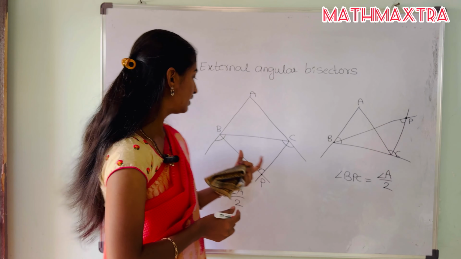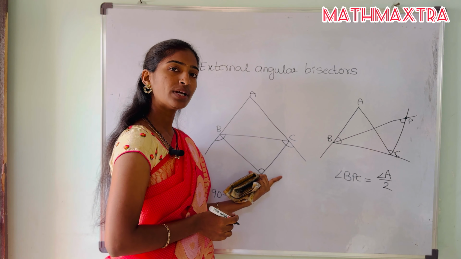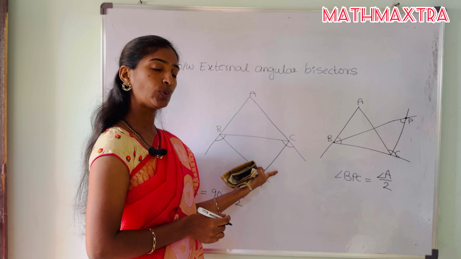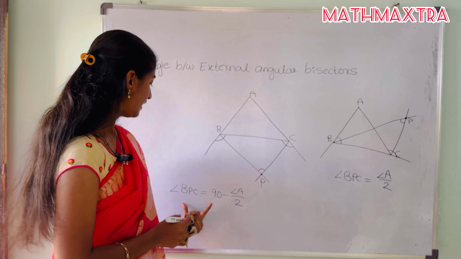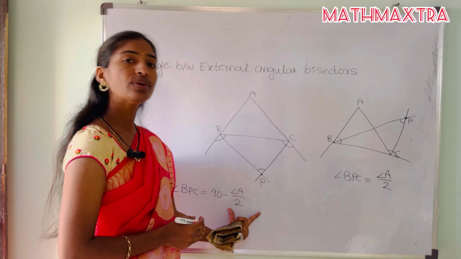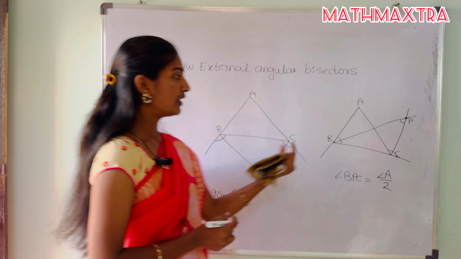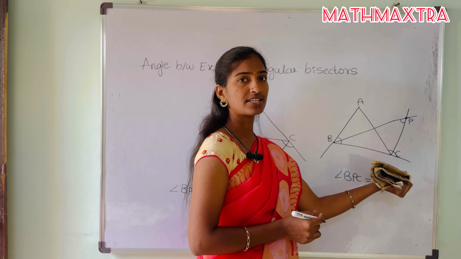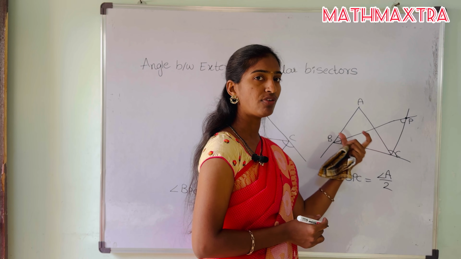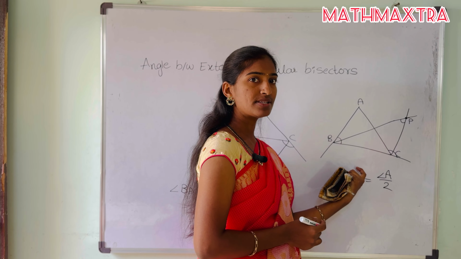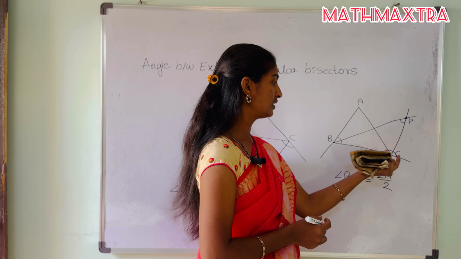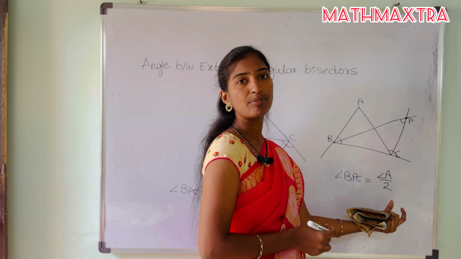Did you observe? If it is the angle formed by two external angular bisectors, then angle BPC is equal to 90 minus angle A by 2. For one internal angular bisector and one external angular bisector, the angle formed is equal to angle A by 2.